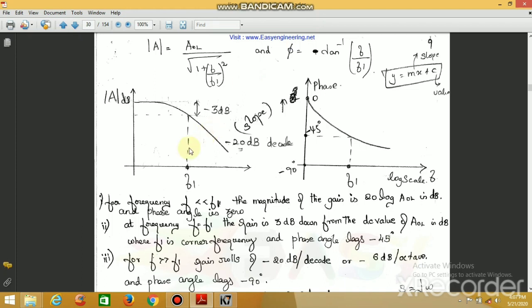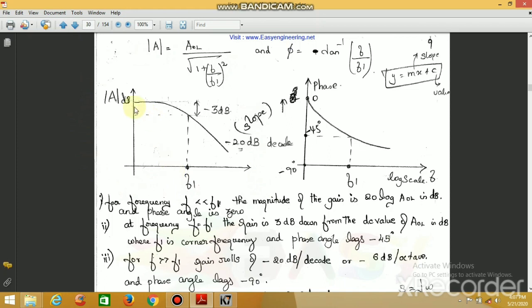The first graph mainly indicates the magnitude response of the frequency. The magnitude response, we can find from the above equation, that is |A| is equal to AOL divided by root of 1 plus (f by f1) the whole square. So you can infer this from this particular diagram.